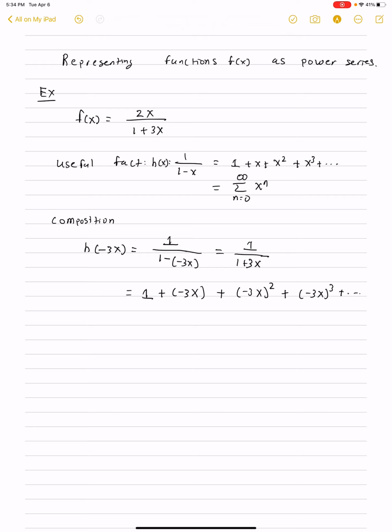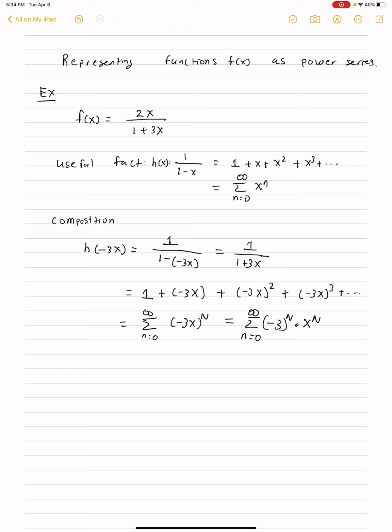So that's just composition, and if I write this as a series, I'm going to get minus 3x raised to the nth power. I can write that as the summation from n equals 0 to infinity of minus 3 to the n multiplied by x to the n. Or I can keep it in its original form. Either one is fine.